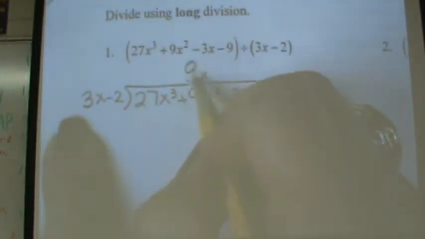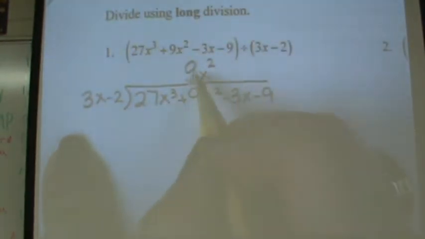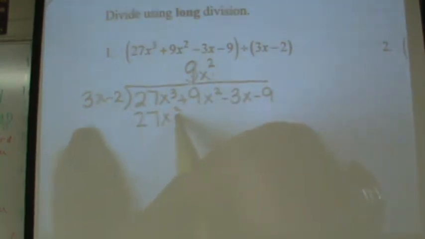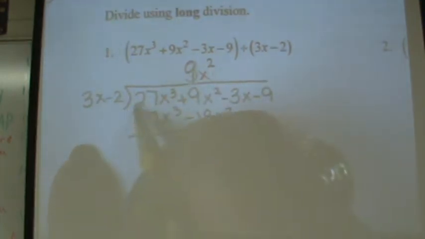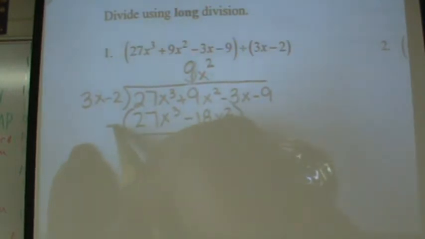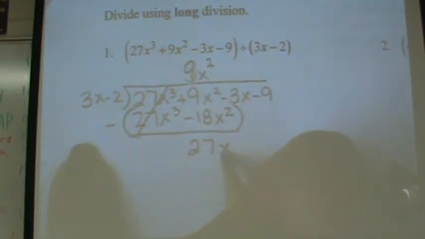9x squared. Because 9x squared times 3x is 27x cubed. And then 9 times negative 2 is 18x squared. Now what you're going to do with these two is subtract them. These cancel, but this 9 minus a negative, that's going to be 27x squared because that's going to be a positive 18.